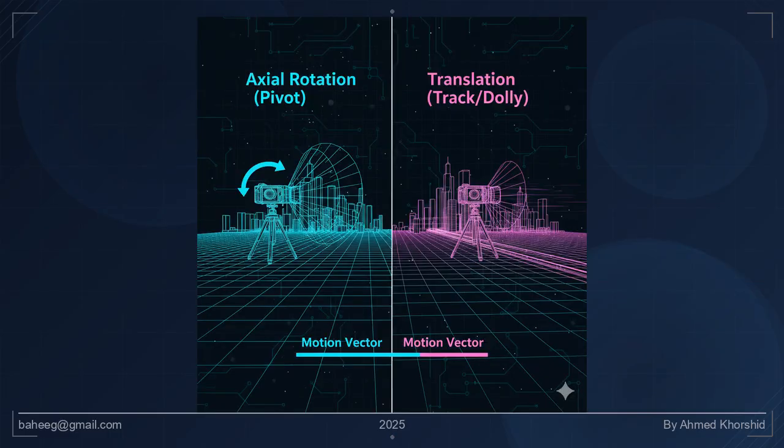Figure: extra detailed AI-ready prompt for AI-generated diagram showing a 3D wireframe camera cone visualization. The diagram contrasts axial rotation, camera pivoting on a tripod, vs translation, camera moving along a rail. Arrows indicate motion vectors in cyan and magenta against a dark technical grid background. High contrast, schematic style, labeled clearly.